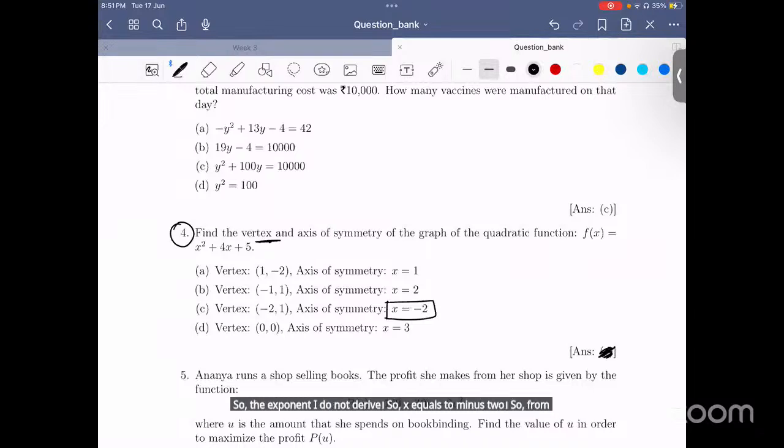From the options itself, you can get an idea. So this option is incorrect, and this is incorrect.